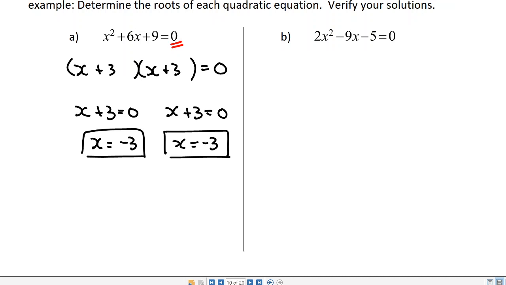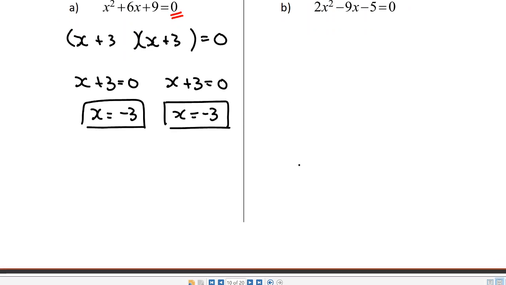Okay. If we want to verify, we can do a pretty quick check. These answers that we're getting, they're the roots. And remember we said before, the roots happen where the zeros are. In chapter 3, we learned that the zeros are the values that make our function equal to 0.